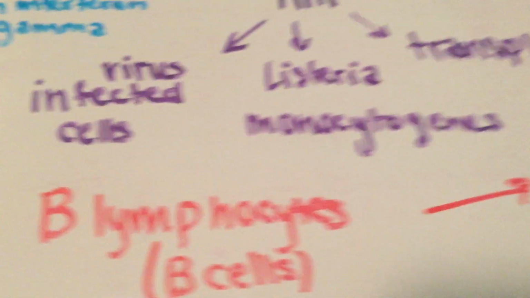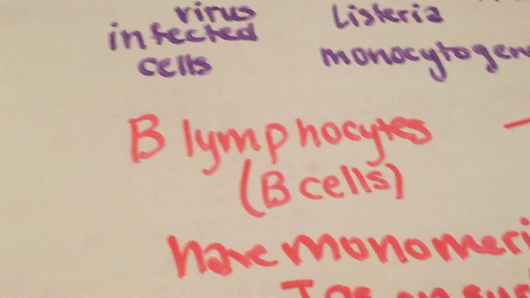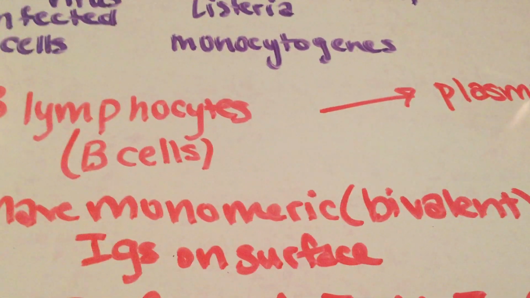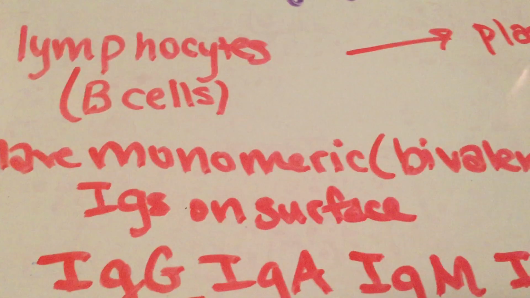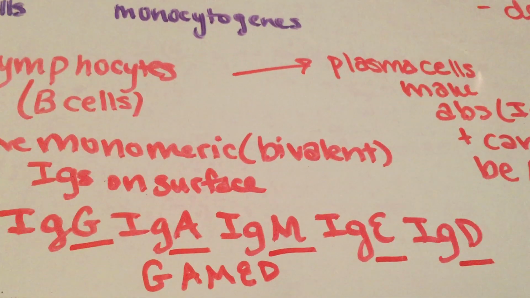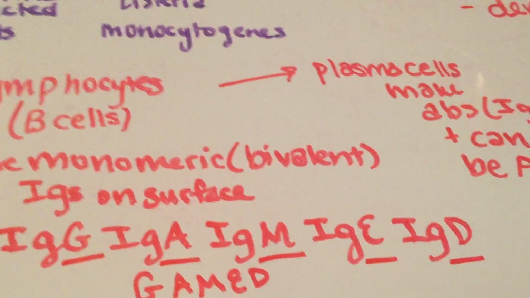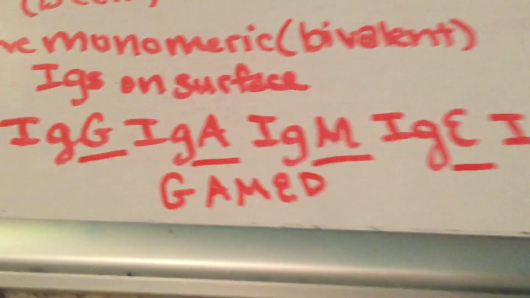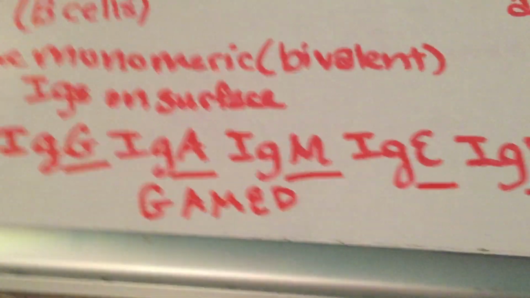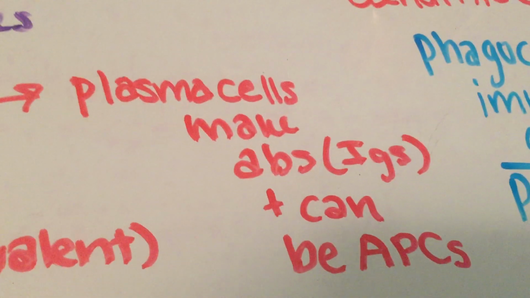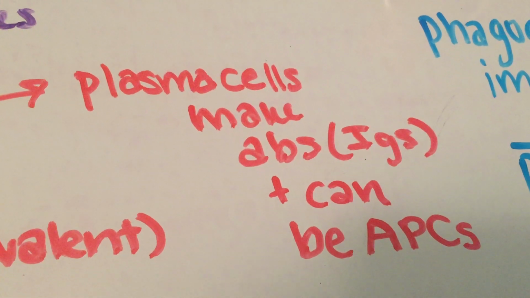Let's move on to talking about B lymphocytes, or B cells. They have monomeric or bivalent IgGs on their surface, another word for antigens. And there are 5 different types: IgG, IgA, IgM, IgE, and IgD. And a good acronym for this is GAMED. Also, the plasma cells, the B effector cells, are the ones that make the antibodies, or the IgGs, and they can be antigen-presenting cells.